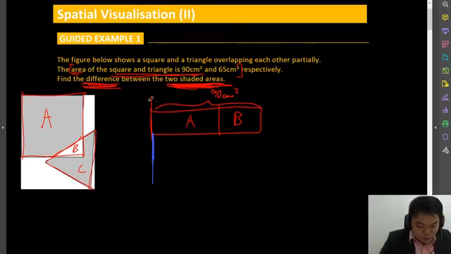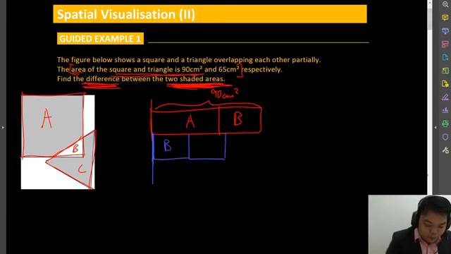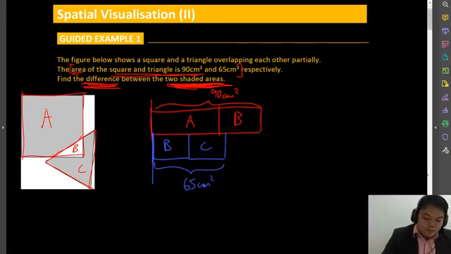They are very used to drawing models from the left side, and this is what they would tend to do. They would tend to draw a B here and a C here and say that this is 65 cm squared, and then they find that they can't really deduce any information.